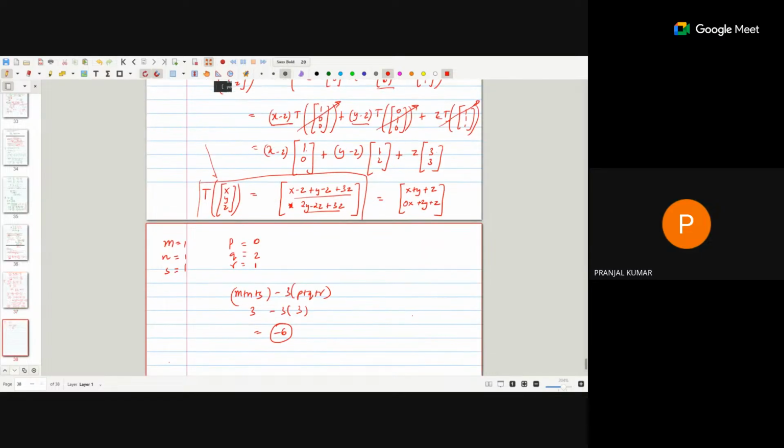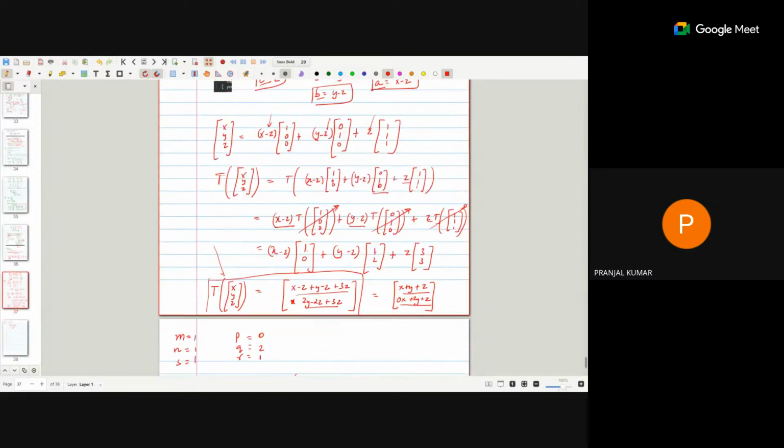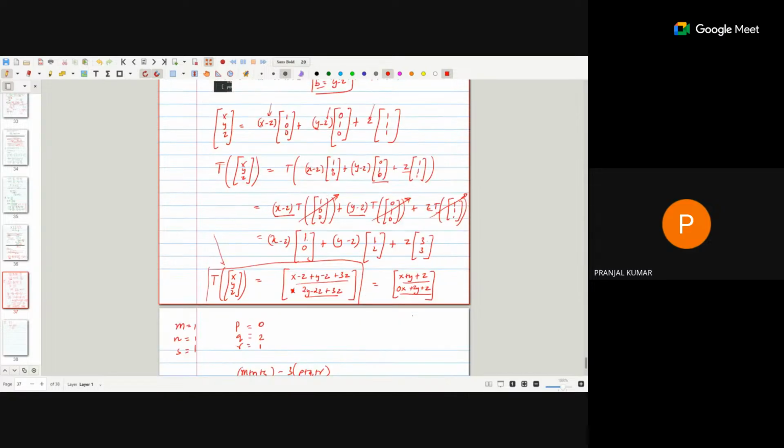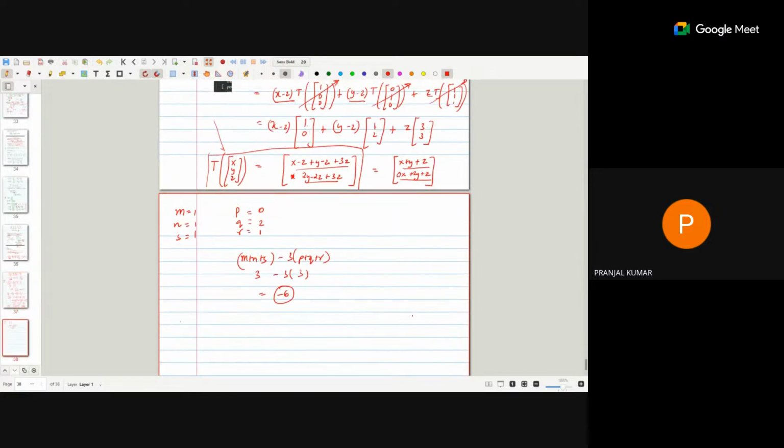So on solving it, this is x plus y plus z, 0x plus 2y plus z. Now this has been equated to which? mx plus ny plus sz, comma px plus qy plus rz. So what is your m? M is 1, n is 1, s is 1.